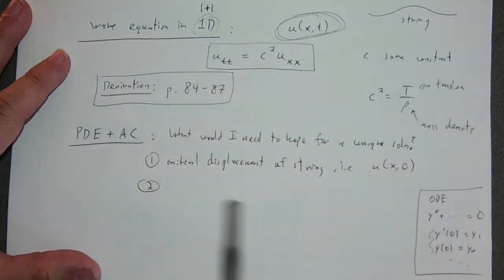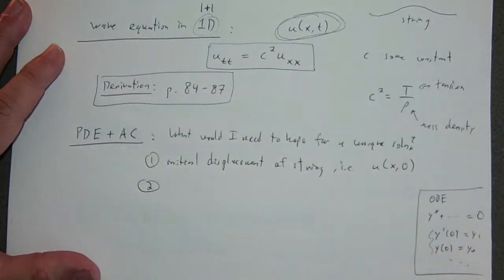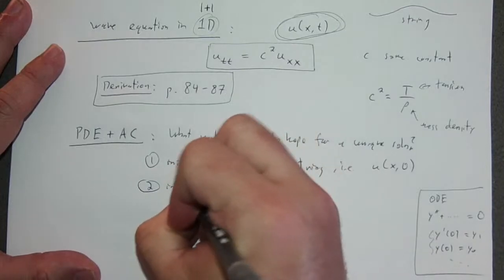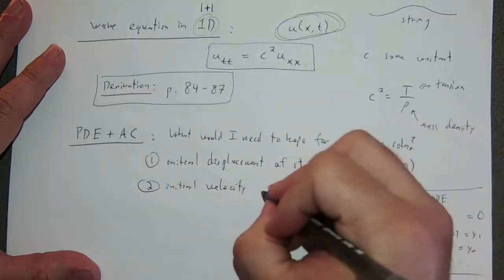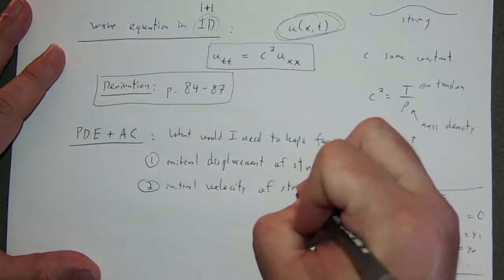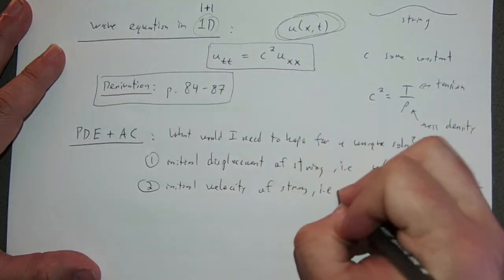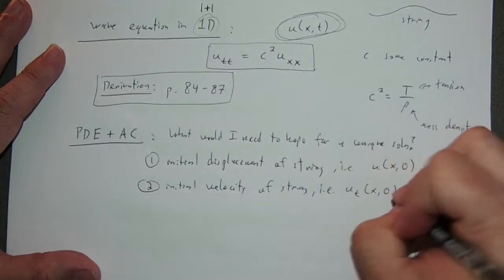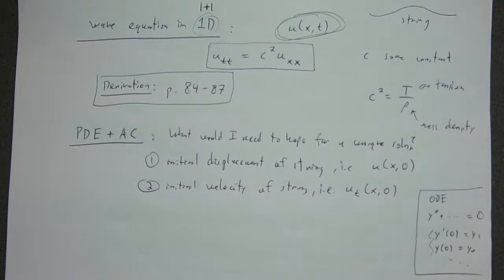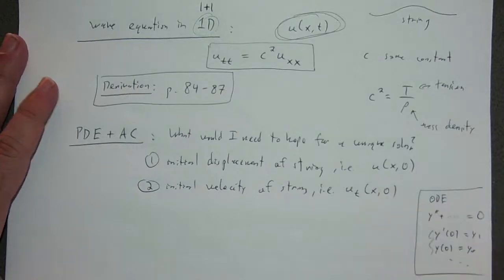And so the other thing I need here is the initial velocity of the string, i.e. its initial value of u sub t. So these are the things that I need, right?